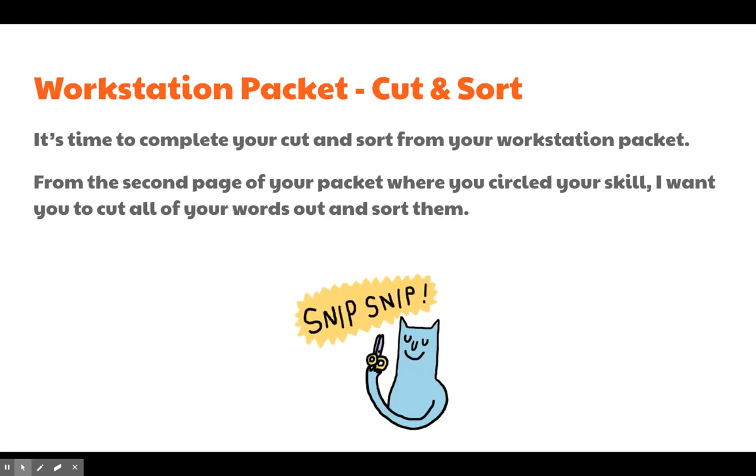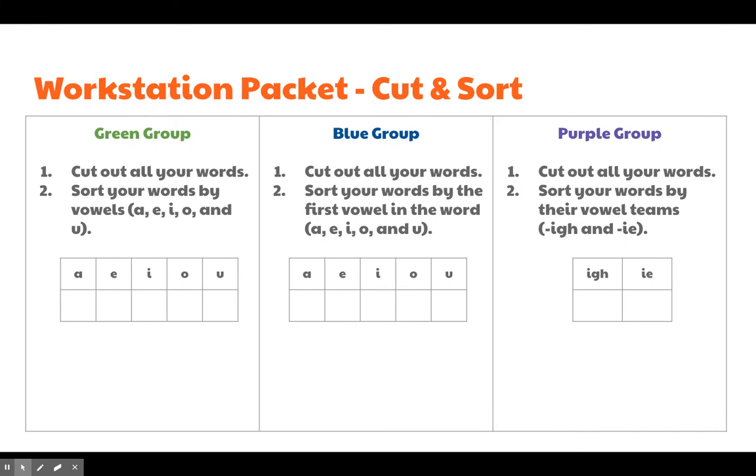Starting with your cut and sort. So it's time to complete your cut and sort from your workstation packet. From the second page of your packet where you circled the skill, which happened yesterday, I want you to cut all of your words out and sort them. And here's how you are going to sort them. Green group, cut out all of your words and then sort them by their vowels. So this week your skill was the magic E. So you are going to sort your words by the vowels. That is not the magic E.